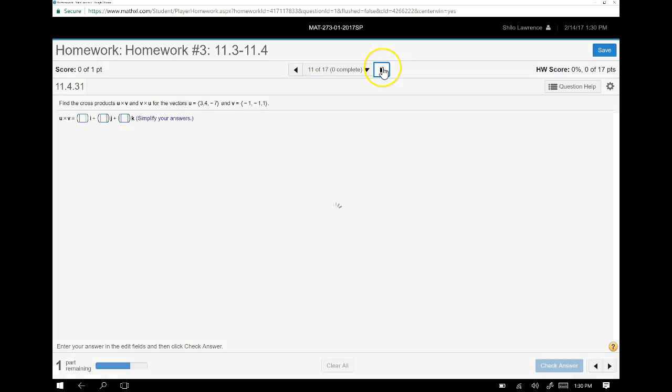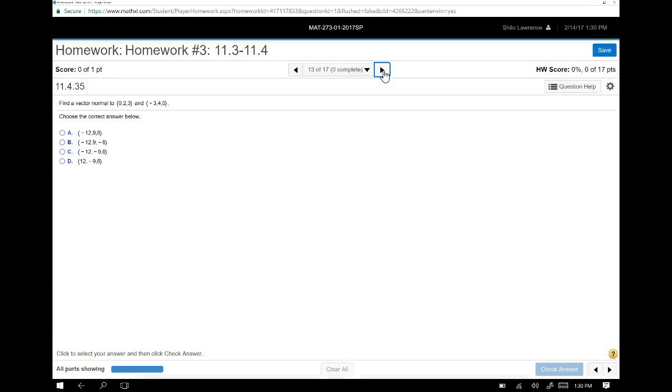And then 11 is a cross product, 12 is a cross product. 13 says find a vector normal to the two given vectors. So what do we do? Cross product.